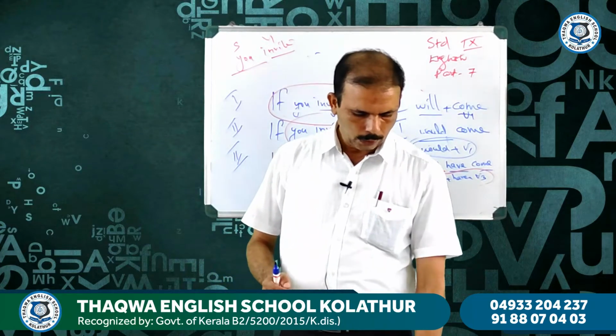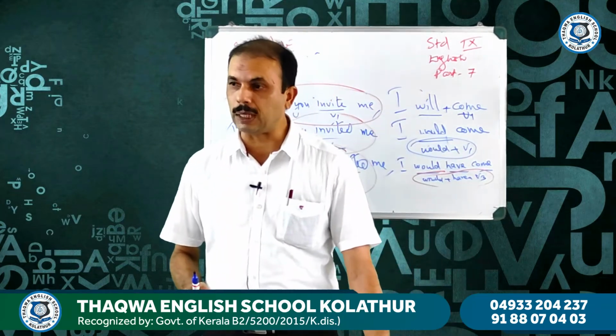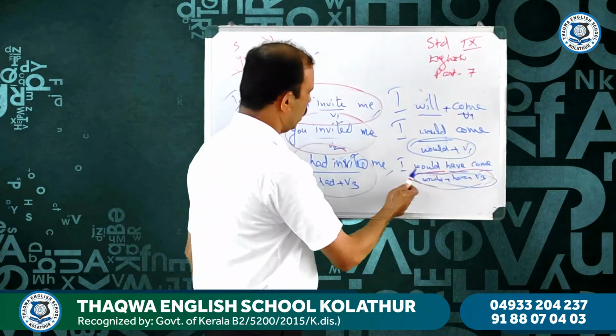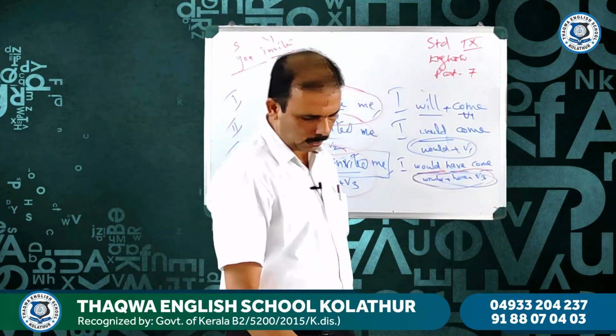What if Tarun would have been the champion. Would plus have plus been, verb 3. So this is the case. This is what is given. So you have to frame in this way. Past perfect. Okay. Now next.